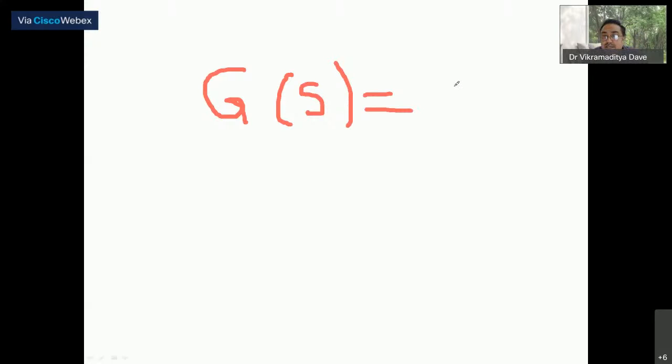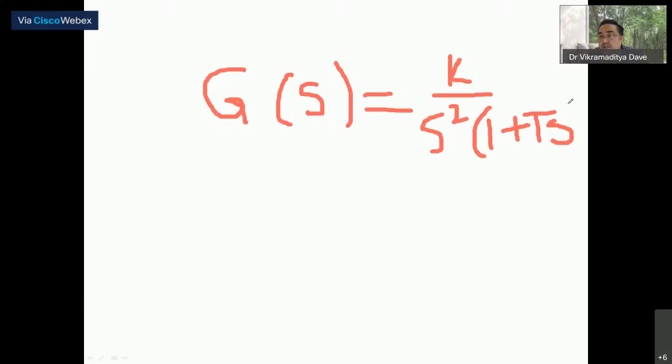It is given as K upon s squared (1 plus Ts). So you have to understand the question. Please go through the statement which I have iterated in front of you, that it is a plant transfer function. First of all, let me write the question.